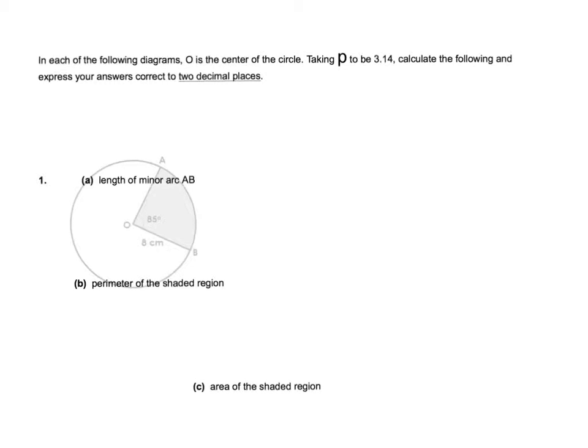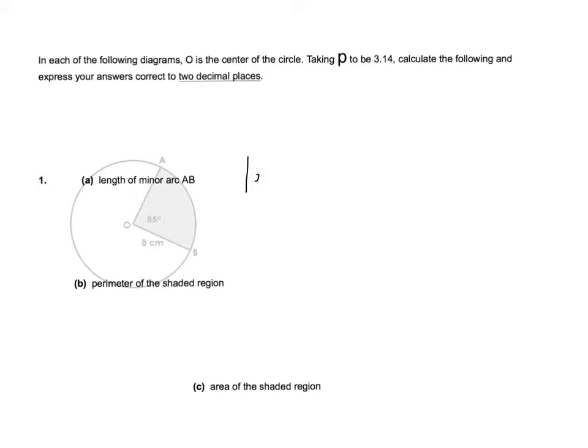In number 1A, we want to find the measure of, or the length of, the minor arc AB. The minor arc AB is the curve from A to B. That's the minor arc AB. So how do we find the minor arc AB? There's a formula for it.